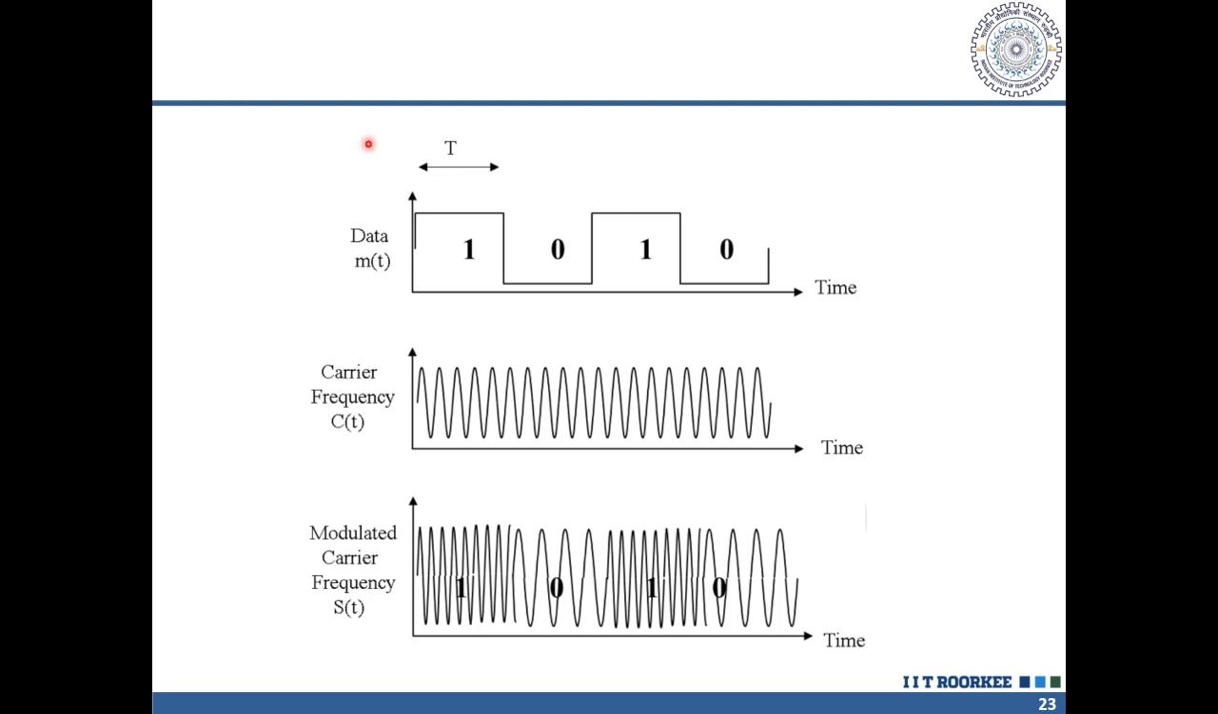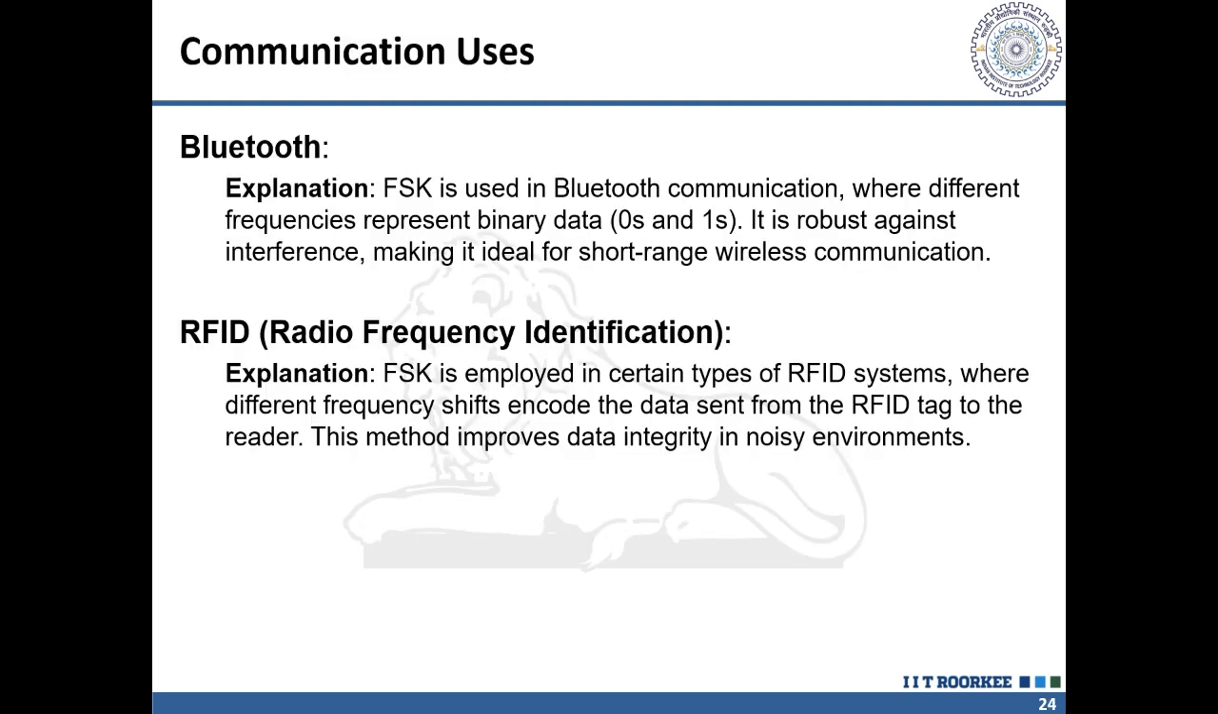When the signal is one, the frequency is f1, and when it's zero, it is f naught. Its applications are widely in Bluetooth communication, where different frequencies represent binary data of zeros and ones, and it's very robust against interference. On the other hand, it is also used in radio frequency identification (RFID), where the different frequency shifts encode the data sent from the RFID tag to its reader.